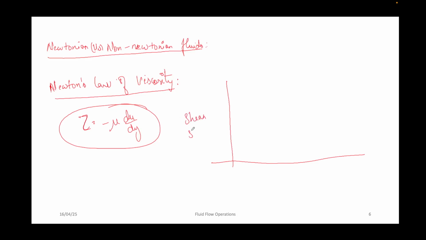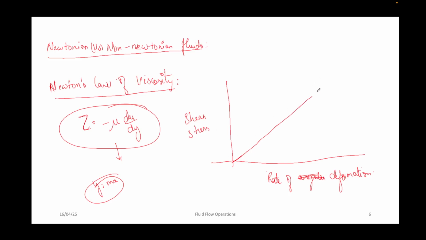This is shear stress versus rate of angle deformation, or rate of deformation. Okay. So if you observe this equation, this is something like y is equal to mx, right, which passes through origin. So all the Newtonian fluids will pass through the origin. Okay, for this particular graph. This is Newtonian fluid. Okay, but there will be other fluids which don't follow exact behavior, right?